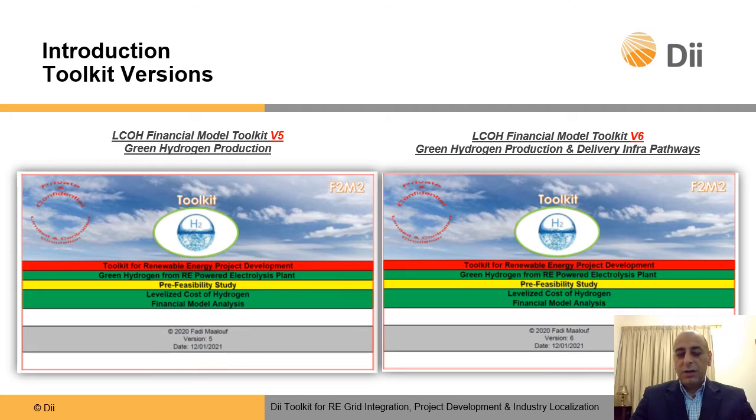For the toolkit, we now offer three versions. Version 5, which is a standard version, is good for analyzing the green hydrogen production process. Version 6 is a more advanced version and includes production analysis as well as delivery infrastructure pathways. Those include up to 12 different pathways that cover the costs and attributes of conversion and reconversion, shipping via pipeline, vessels, liquefied, liquid organic hydrogen carriers, and etc.